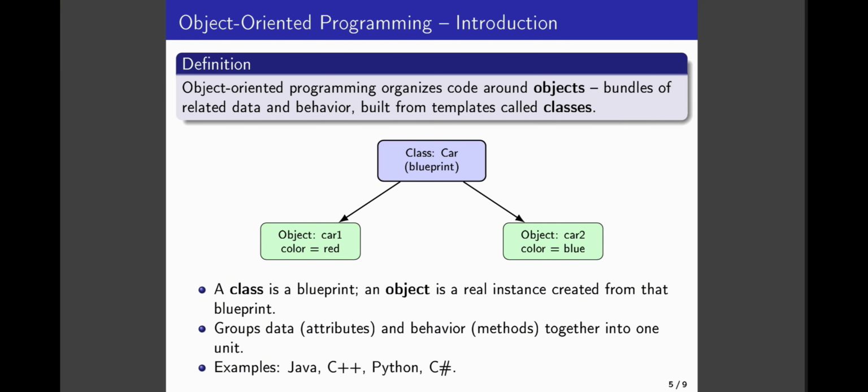Same blueprint, different actual instances. So a class is a blueprint, an object is a real instance created from that blueprint. This approach groups data called attributes and behavior called methods together into one single unit. And some major languages built around this paradigm include Java, C++, Python, and C#.